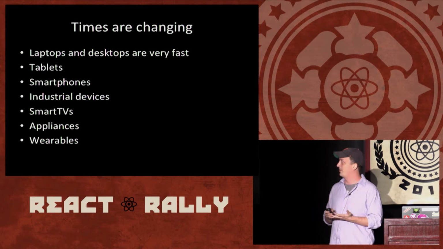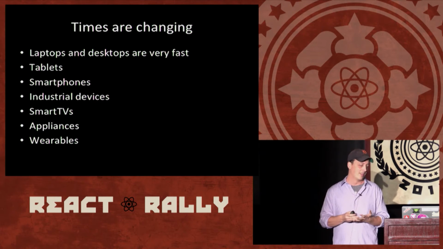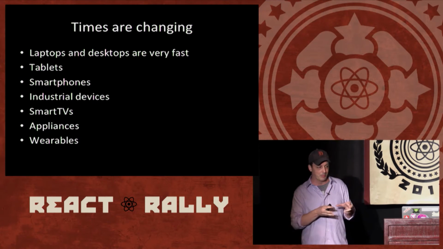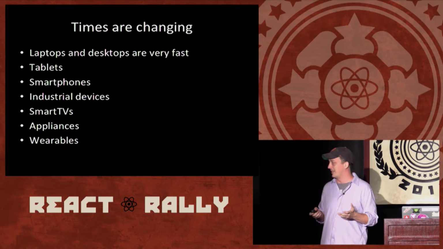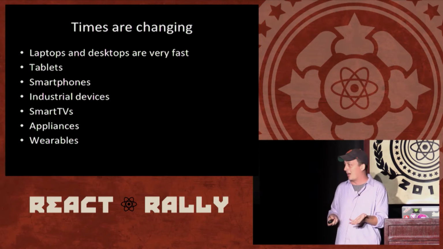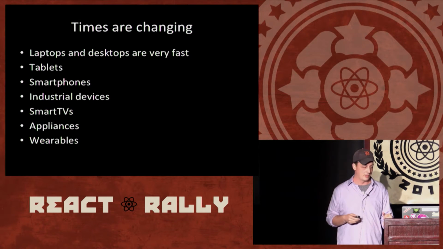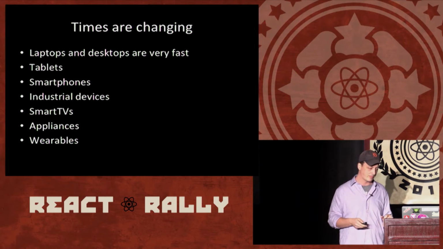There's things like industrial devices and smart TVs and appliances and wearables that now have web apps running on them. They've got little browsers, and it's amazing. But they have really underpowered CPUs and very little resources. So it's always good to consider your resource usage across the board.